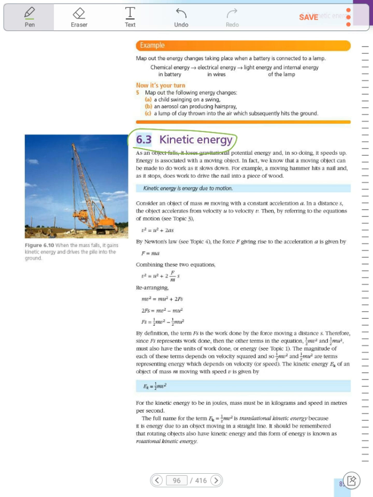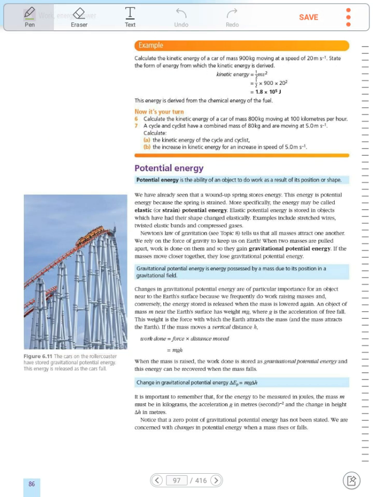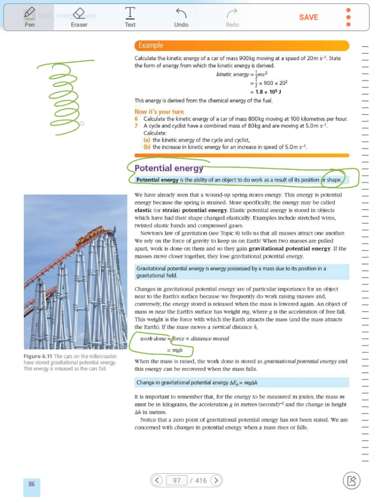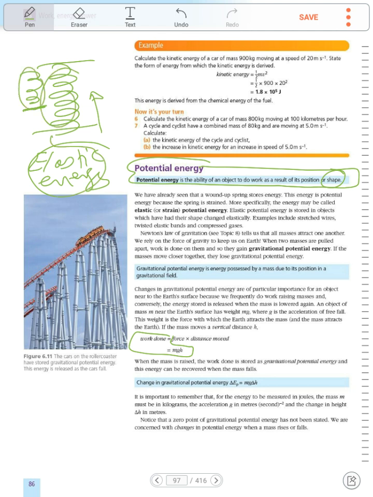So the kinetic energy has a relation with the work, it's equal to the work, and potential energy as well has a relation between work and mgh. Potential energy is the ability of an object to do work as a result of its position or shape. What is the meaning of "or shape"? If we have a spring like this and you add a force, its length will decrease. So we have elastic energy. The change in shape produces an elastic energy.